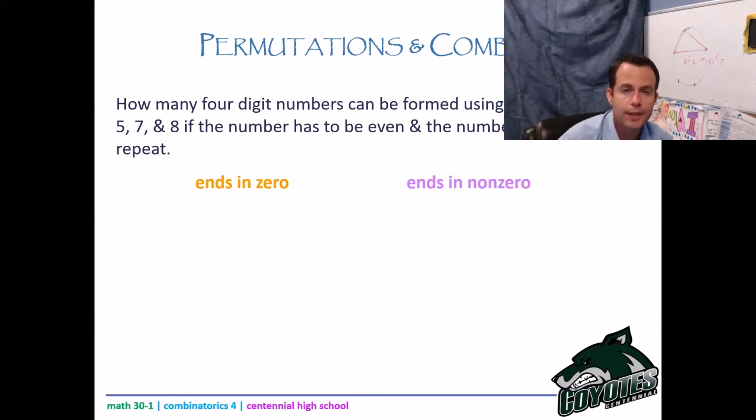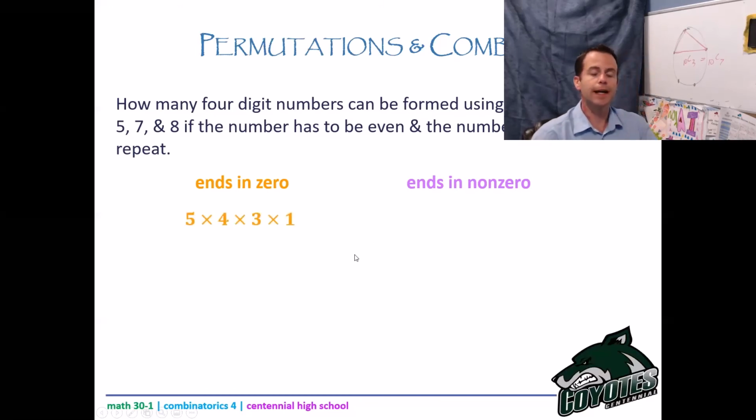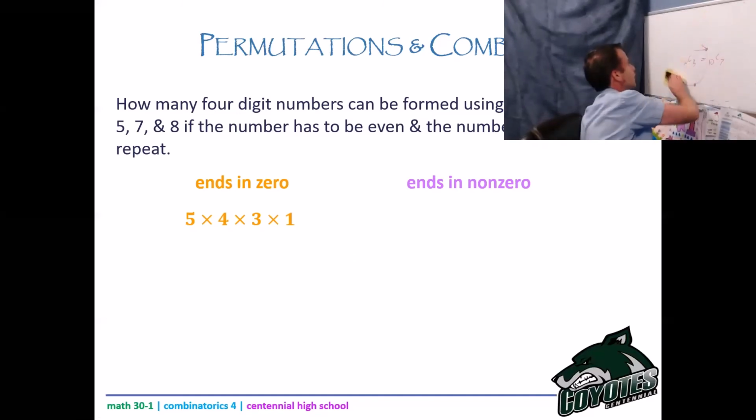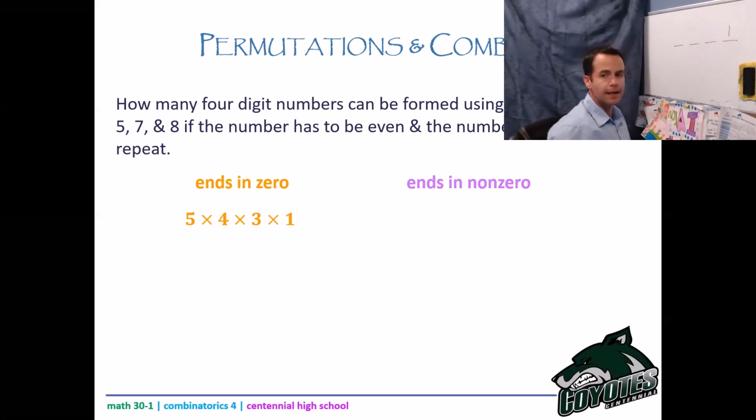Okay, so this time I'm looking at four-digit numbers. So for this case, I ended up with 5 times 4 times 3 times 1. Now, I kind of want to unpack where I got that for you. I don't want anybody to get confused about that. So let me draw it over here. I have 1, 2, 3, 4. 1 in the back, which is my 0, because I want it to end in 0.